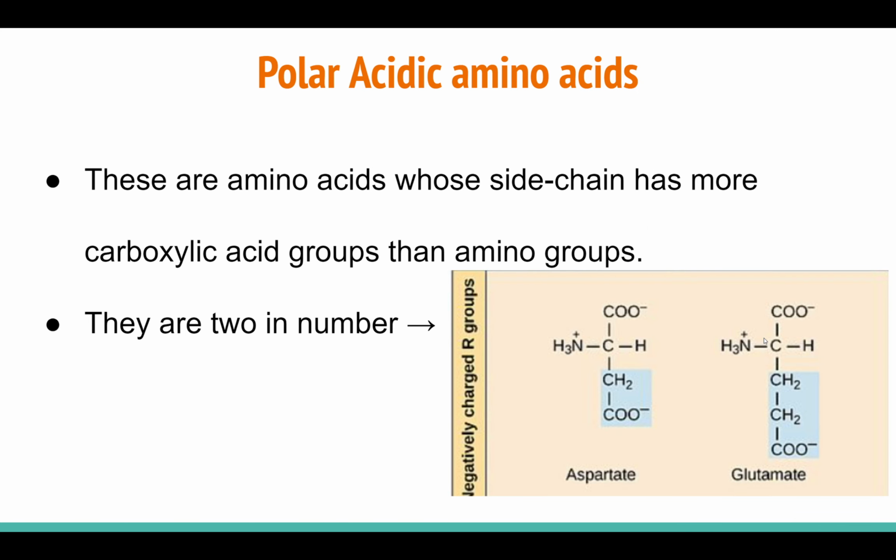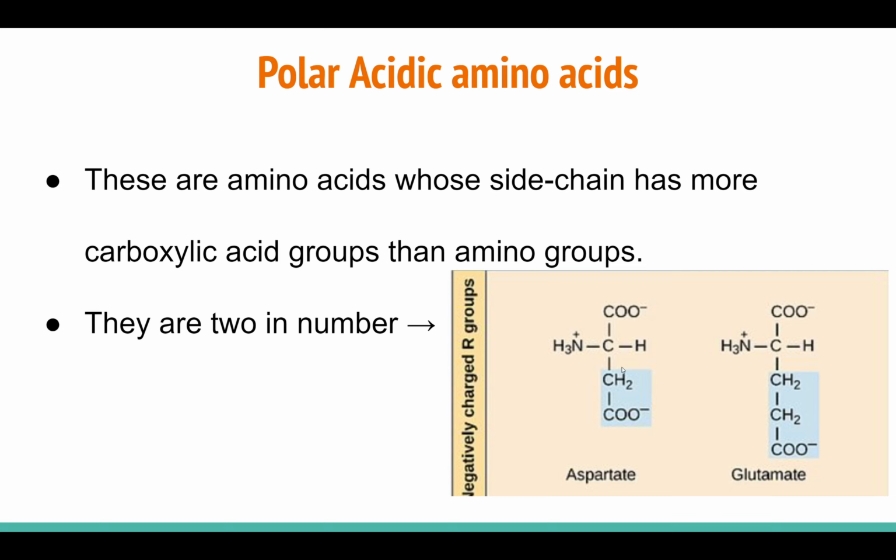Then the polar acidic amino acid simply refers to those amino acids whose side chain has more carboxylic acid groups than the amino groups, and only two of them do exist in nature. They are right here. That is the aspartate or aspartic acid and the glutamate or glutamic acid.